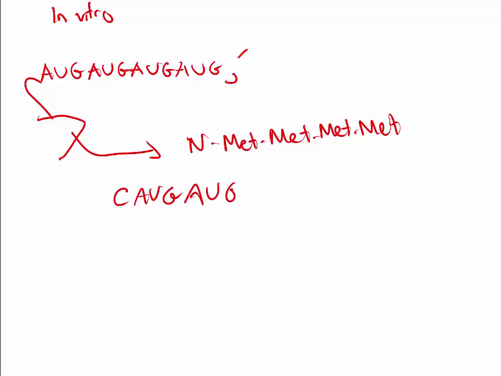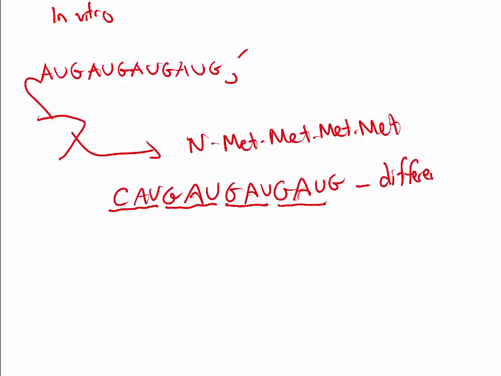And so now we have that same sequence here. So AUG, AUG. But now what we have is CAU, GAU, GAU, GAU. And so what we're going to get is a different peptide by adding one base.